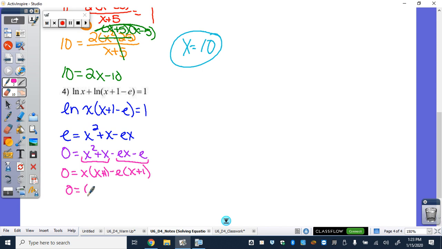So our factors are x plus 1 and x minus e. So we get x equals negative 1 and we get x equals e. Can we keep the negative 1? No. So if I plugged it in here, I'd be taking the ln of negative 1. Not okay. Can we keep the e?